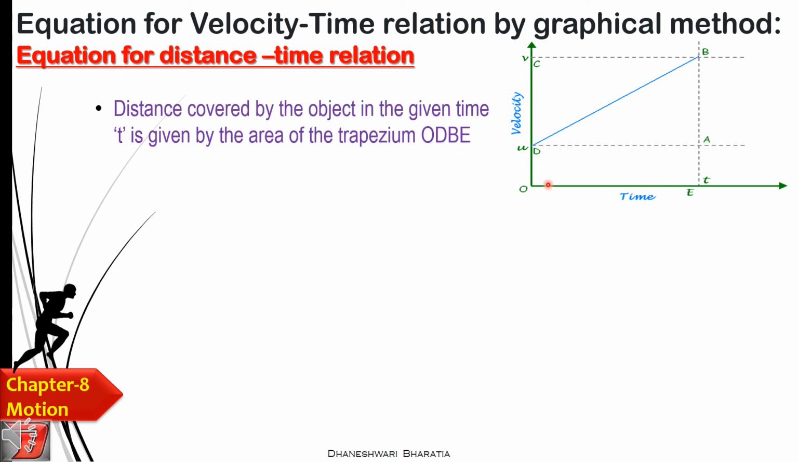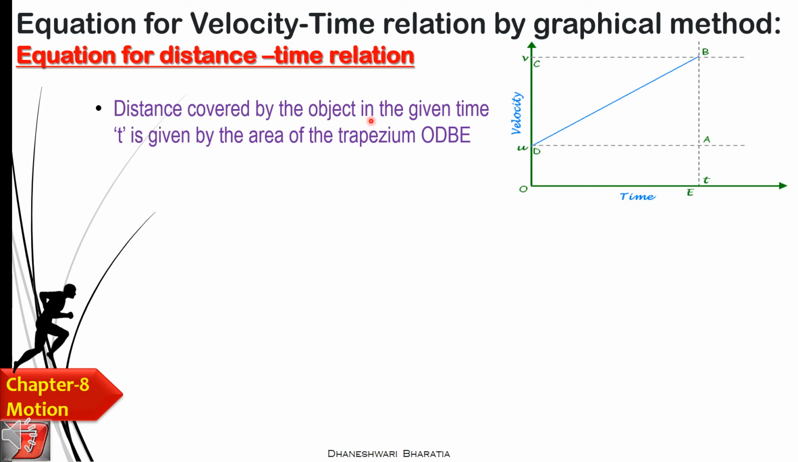Distance covered by the object in the given time. यहाँ पर distance start कहाँ से हुआ है? Starting from D, it has traveled B. So this is this particular trapezium I am talking about. ये पूरा distance travel किया है ये object ने, right?